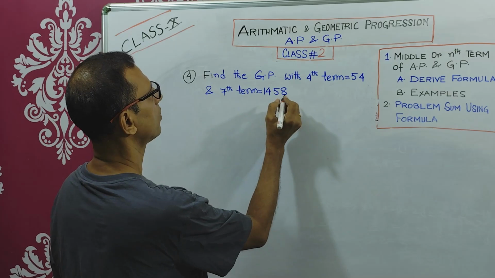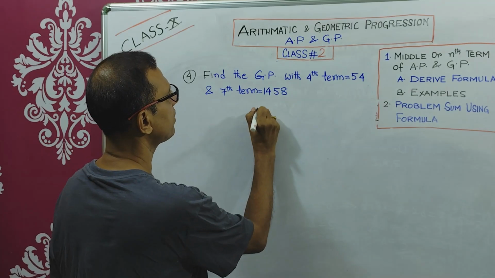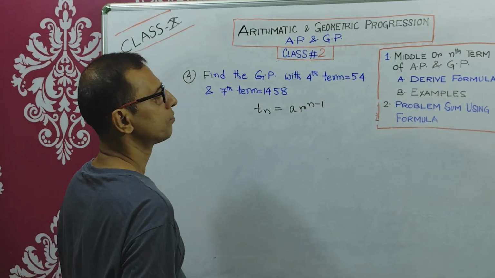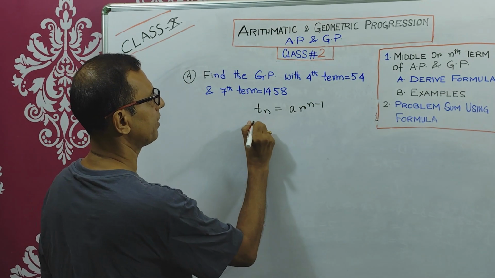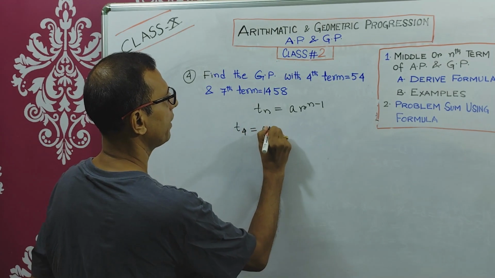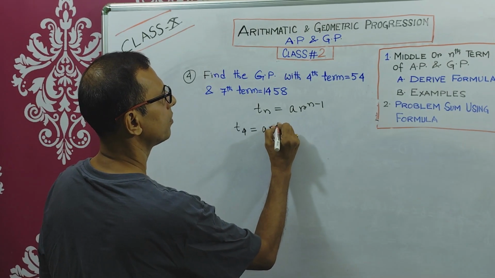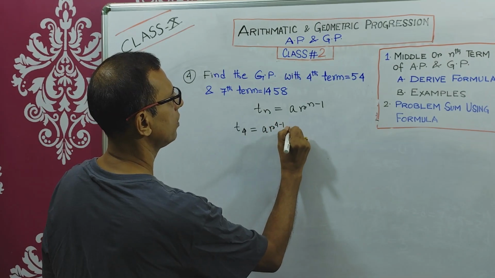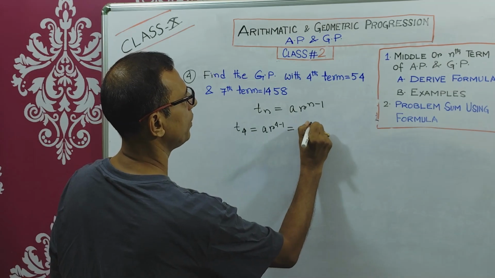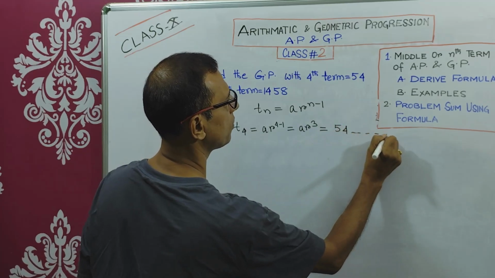So for GP, the nth term, what is the formula? Formula is Tn equals A r to the power n minus 1. So here 4th term is given, that means T4 equals A r to the power 4 minus 1 equals A r cube. What is the 4th term? 54. So A r cube equals 54. This is condition 1.